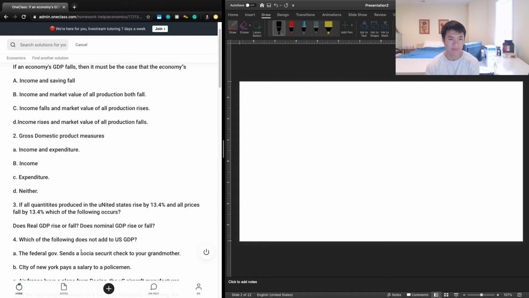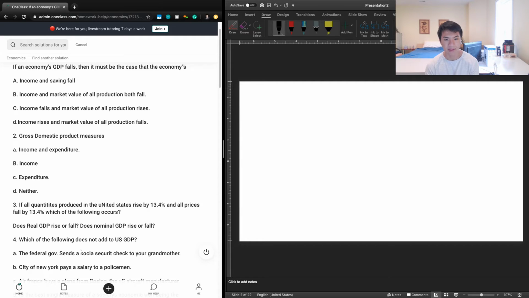And D says income rises and market value of all production falls. And again, like we said before, GDP, whether you use the income approach or the expenditure approach, is going to be the same. And so it's not possible for there to be opposing forces of a rise in income but also a fall in market value. Similarly, if GDP falls, income must fall, because the income approach demands that GDP can be calculated by totaling all income in the country.